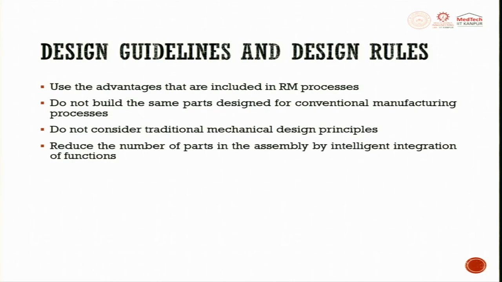There are certain design guidelines and design rules which are to be taken care of when we are trying to design in additive manufacturing. So use the advantages that are included in the RM processes, that is rapid manufacturing processes or additive manufacturing processes. So this is an interchangeable term here. Do not build the same parts designed for conventional manufacturing processes. Do not consider traditional mechanical design principles. Reduce the number of parts in the assembly by intelligent integration of the functions. That is, check whether there are bionic examples to fit your task, whether these give good hint toward better solutions.